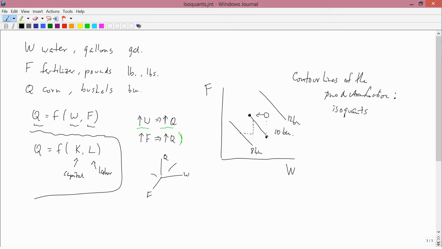So in general, you have a whole series of isoquants filling up the WF plane, showing the possibilities for output. In the next lesson, we'll talk a little bit more about the shape of the isoquants.